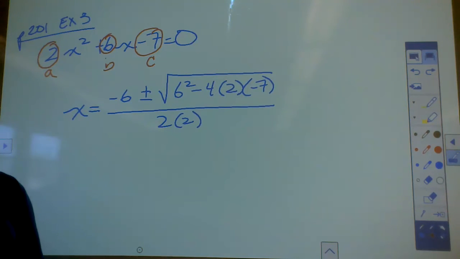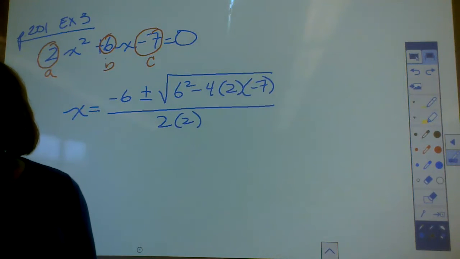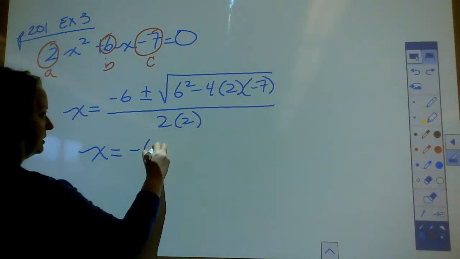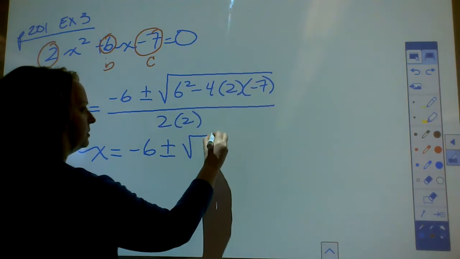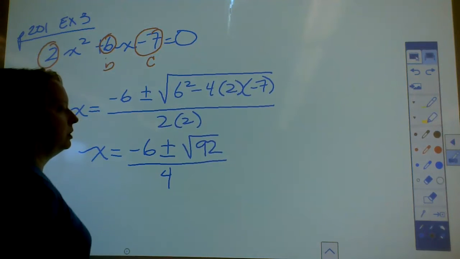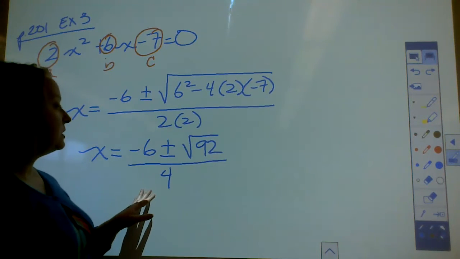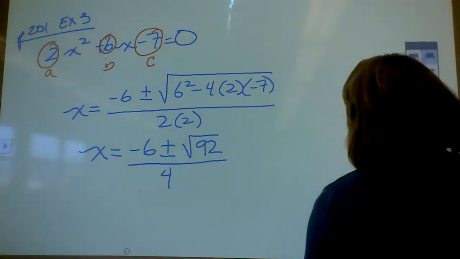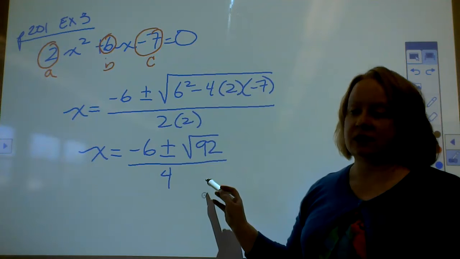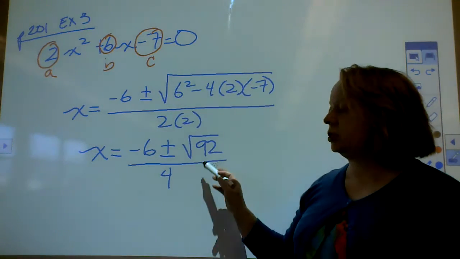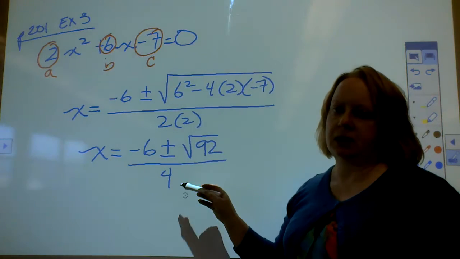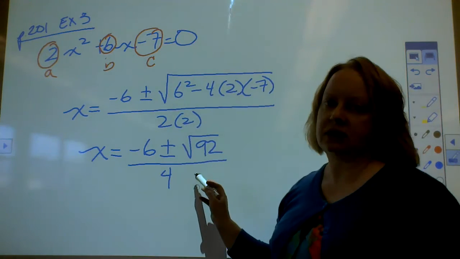So I just subbed everything in, and now I'm going to go ahead and simplify. Well, this comes out to be negative 6 plus or minus the square root of 92, all over 4. And then sometimes they want us to estimate this, or they might want you to just leave it like this. So just make sure you read the directions, and if you need to, type it into your calculator and round it to however many decimal places they want here.